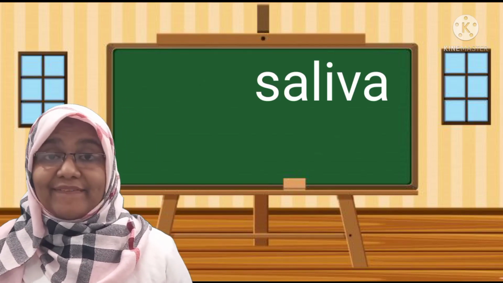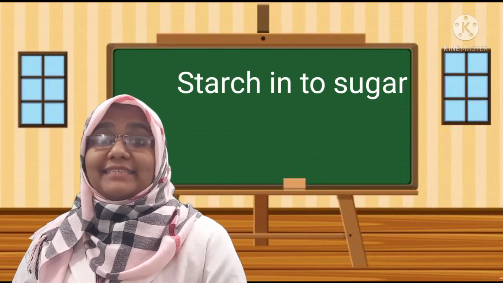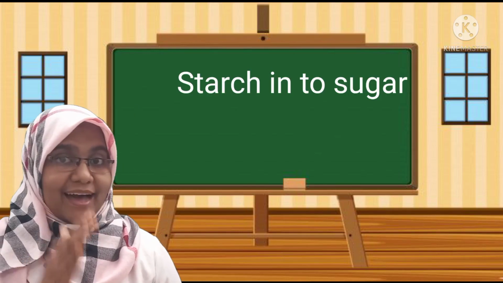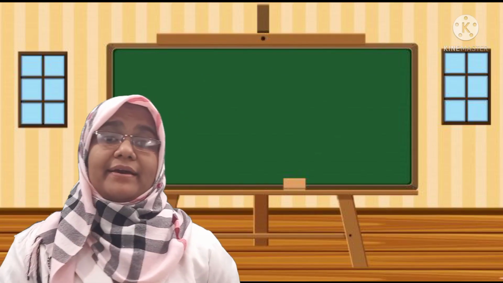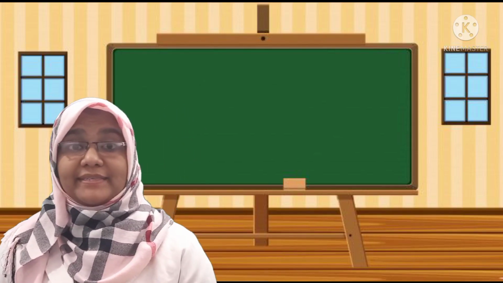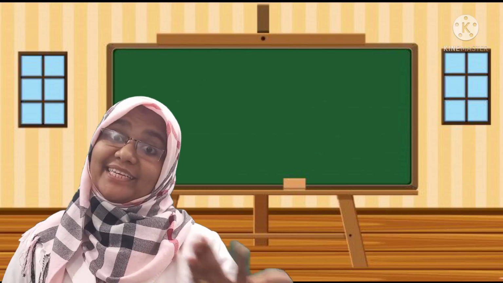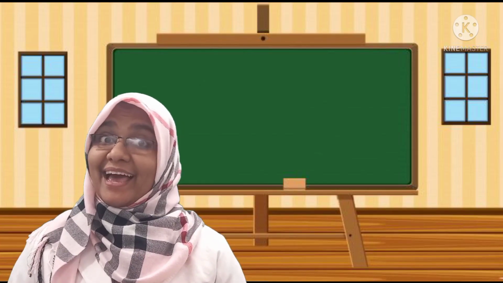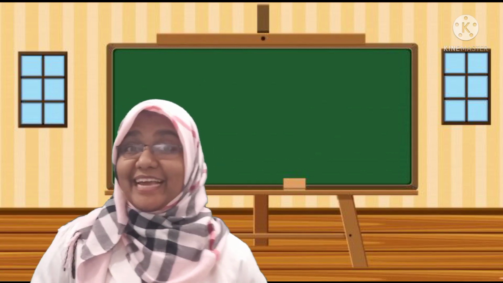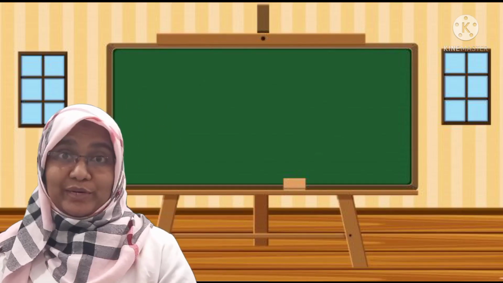Then the saliva converts starch into sugar. My dears, the saliva secreted by salivary glands converts starch into sugar. There are three pairs of salivary glands present in our mouth. Now, you have understood the chemistry behind the sweet taste while chewing rice for a long time without adding curry. Right. Okay. What's the chemistry? The saliva converts the starch into sugar.